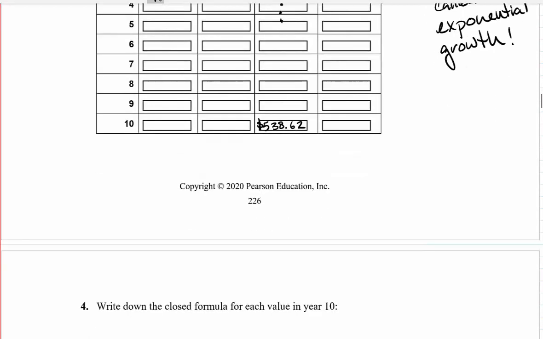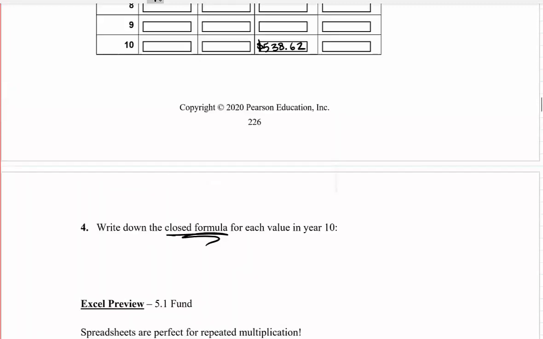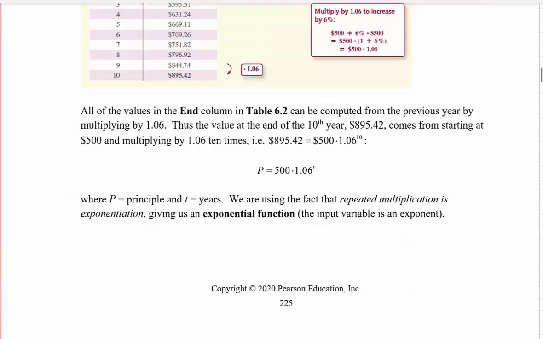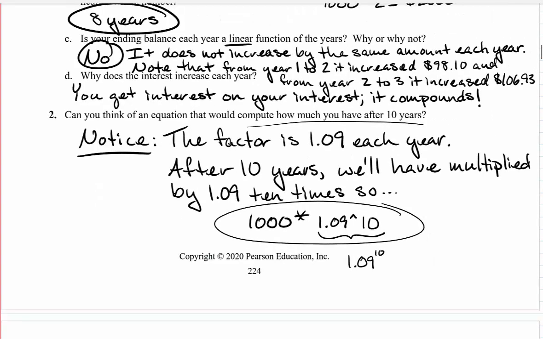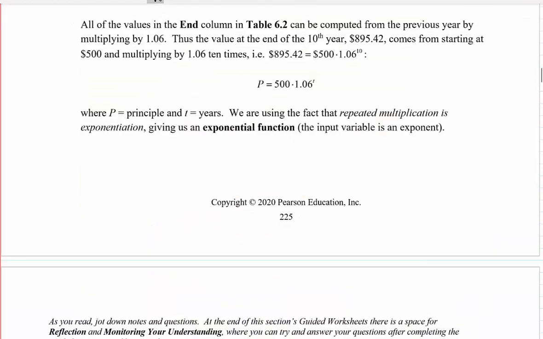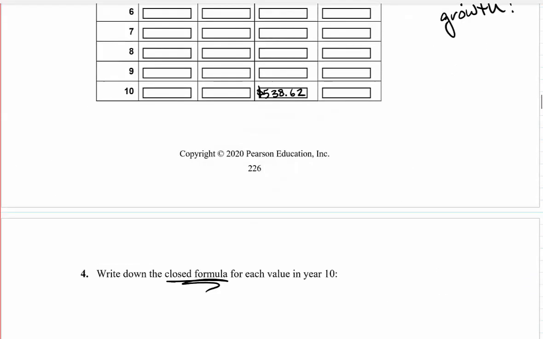So if we go along here to number 4, write down a closed formula for each value in year 10. So you have to do that for each of these separately. You'll get a different formula for each. This relates to what we warmed up with at the end of the last objective. Same thing here. You start with your original amount, which for us was 1,000 across the board.